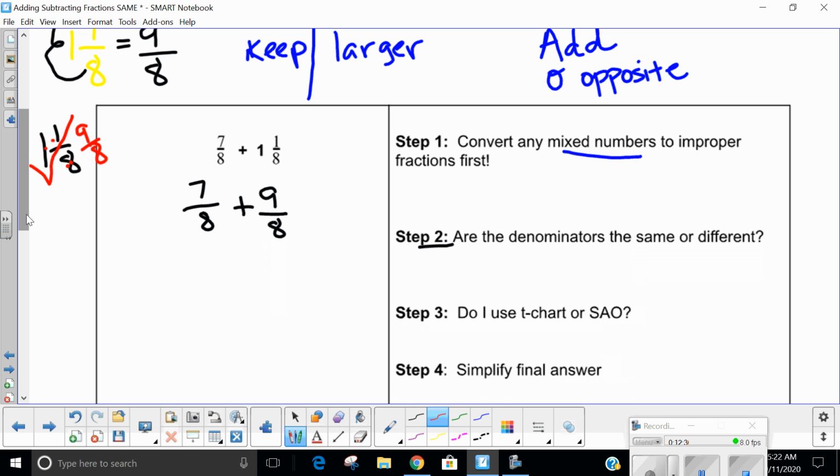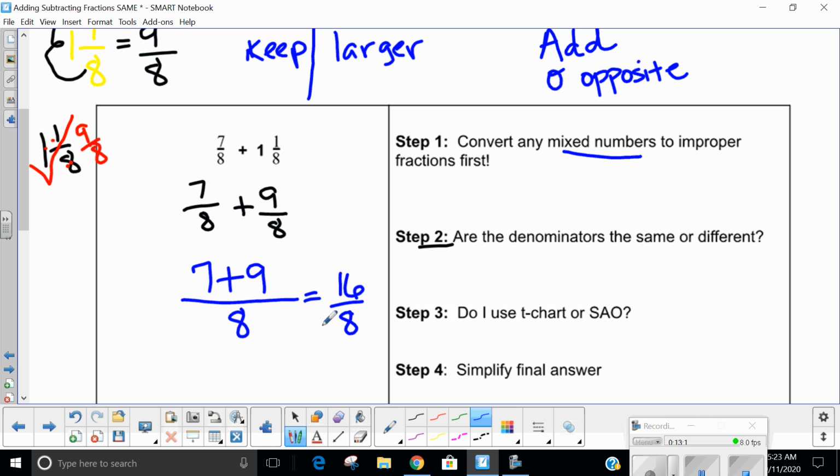And we look at the signs of our numbers. Are they positive or negative? These are both positive, so all I have to do is just my regular addition. We're going to say 7 plus 9, because we just add across the top. We add the two numerators together, and we keep the denominator. And that's going to give me 7 plus 9 is 16 up top over 8.